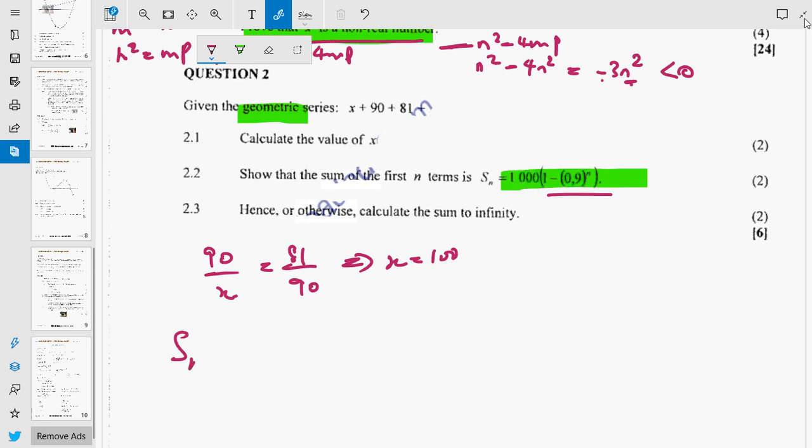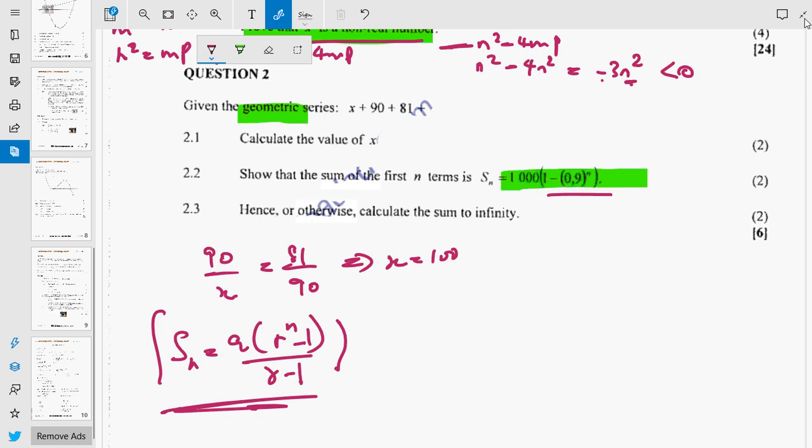Now there are two expressions we usually use here. We usually use Sn is equal to a into r to the power n minus 1, over r minus 1. If you use this formula here, you're going to see it's going to take you a little bit longer to show this. So please avoid it if you can. Another expression we have is a into 1 minus r to the n, over 1 minus r.